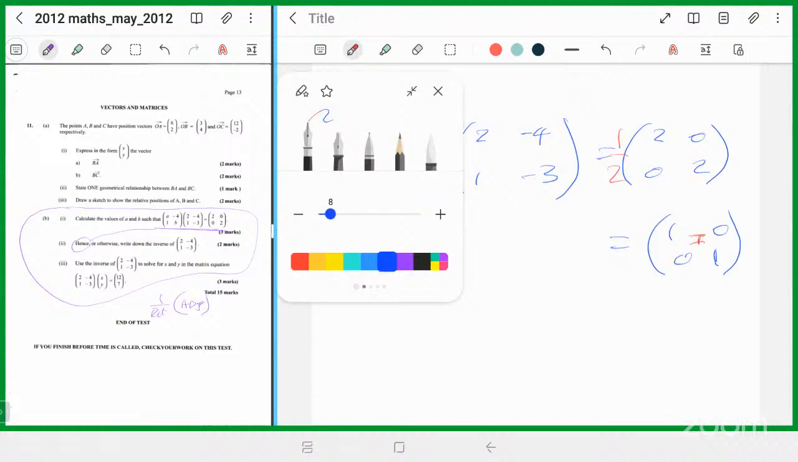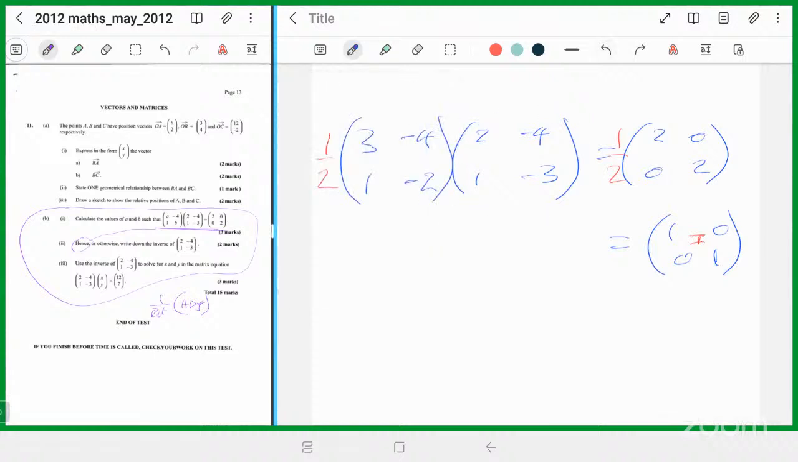So this matrix, I'm keeping as it is, because that's the inverse of this one. So I'm keeping this as 2, -4, 1, -3. This has to be the inverse now. That calculation has to be the inverse of this one. Because 3 divided by 2 is 3 over 2, or 1.5, whichever way. And then this divided by 2 will be -2. This divided by 2 will be 0.5. This divided by 2 is -1.